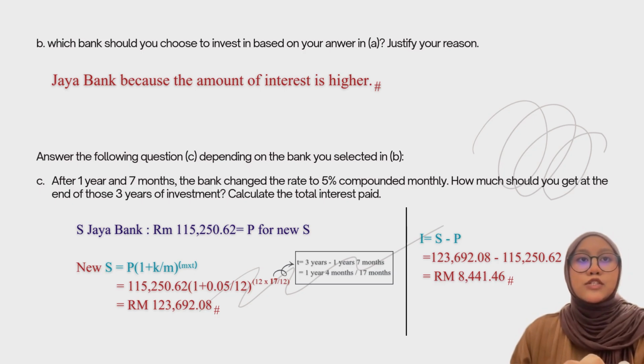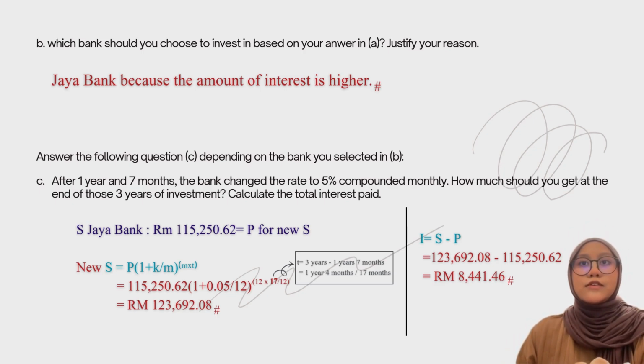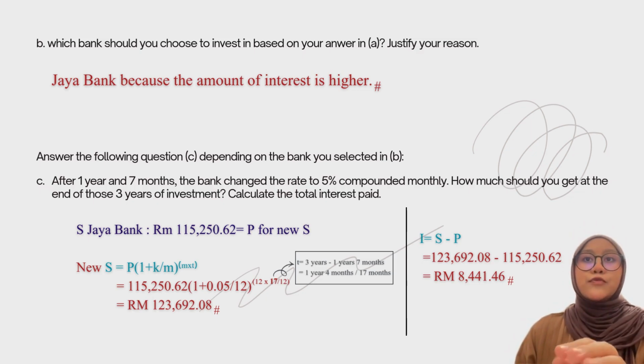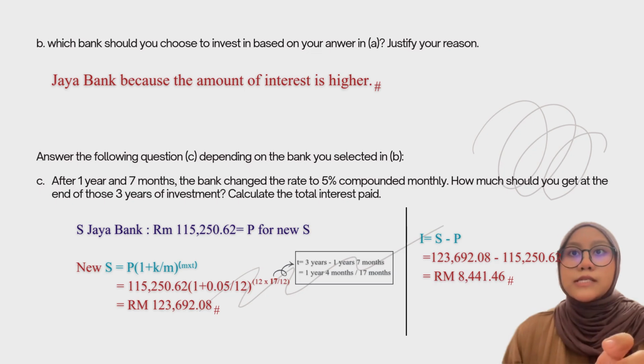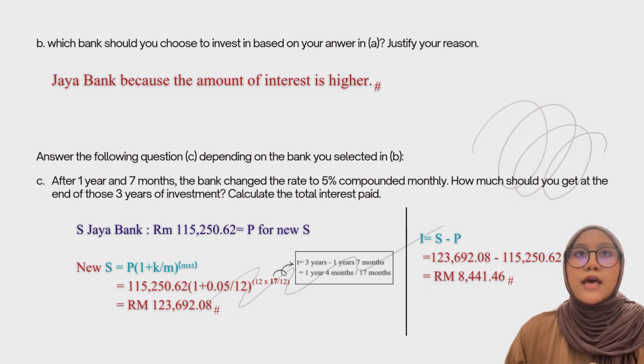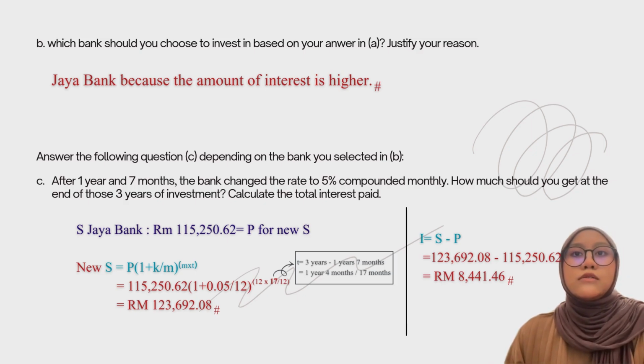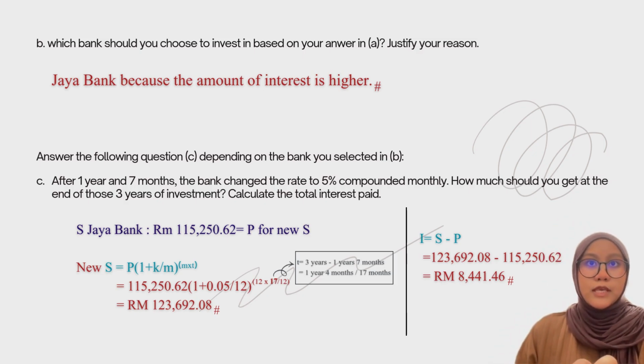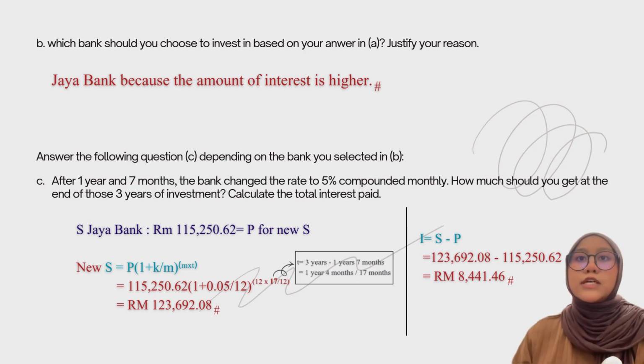For question C, after 1 year and 7 months, the bank changed the rate to 5% compounded monthly. How much should you get at the end of those 3 years of investment, and calculate the total interest paid? For this, we also use the same formula, S equals P(1 + K/M)^(M×T). But the difference is we use the S for Jaya Bank as a new P, so we insert it in the formula and use the new interest rate.